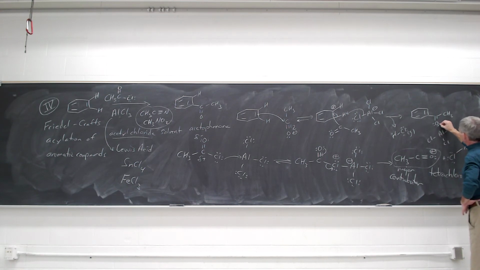And because the lone pair on the carbonyl oxygen is nucleophilic, that aluminum chloride will end up complexed to the product until we do the aqueous workup. And that's why you need a full equivalent of the aluminum chloride.